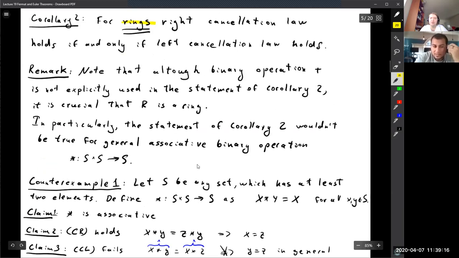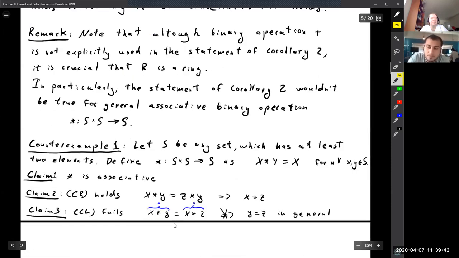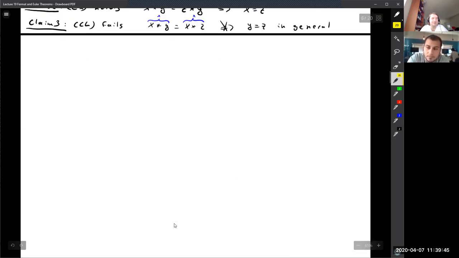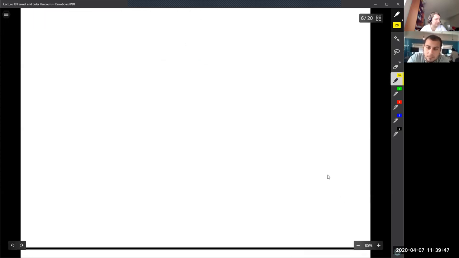Any more questions? Why can Y not be equal to Z in that? It can, but we say that the left cancellation law holds if this is true for all X, Y, Z, where X is non-zero. So that's okay. Anyway, that was just a side remark. Let's move on with the main part.